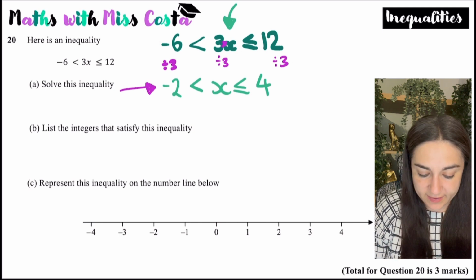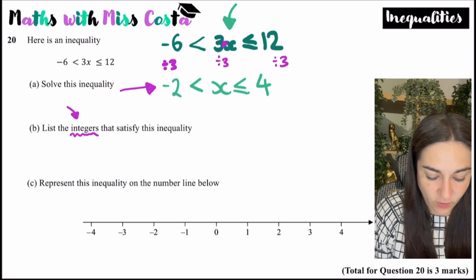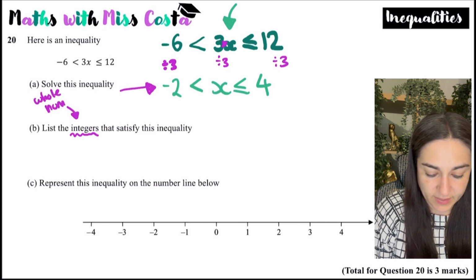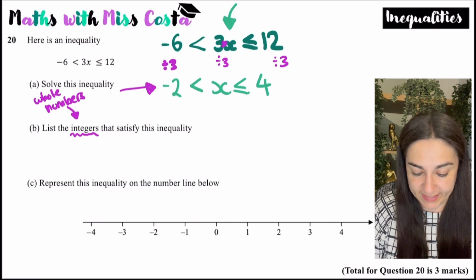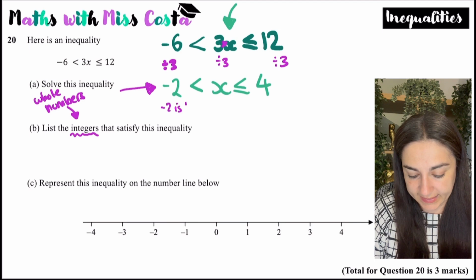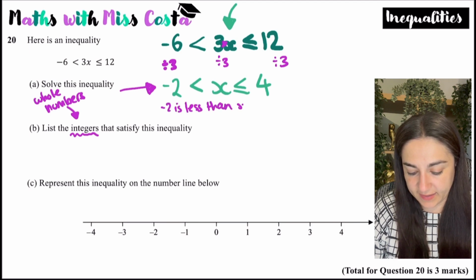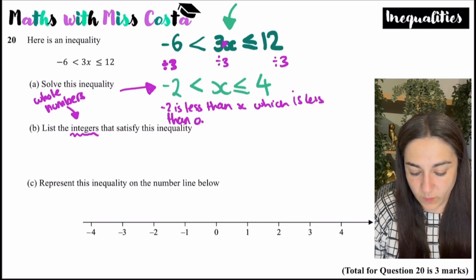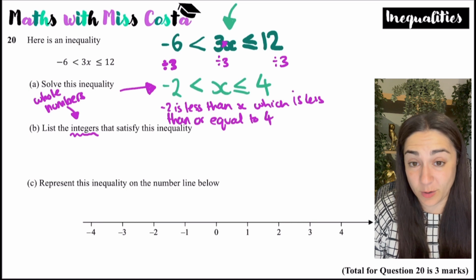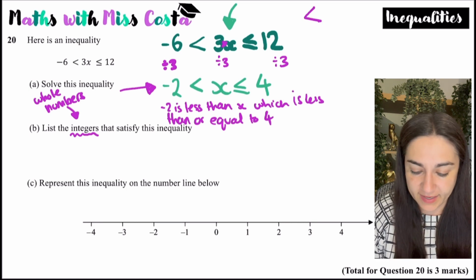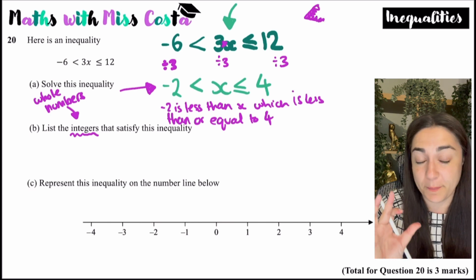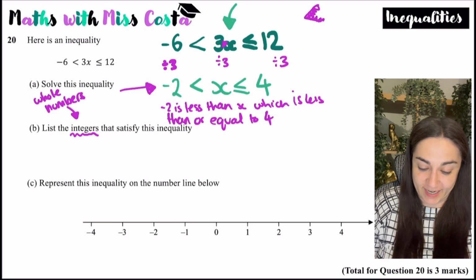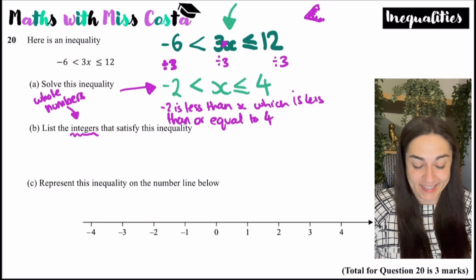Then I need to list all the integers. Remember that integer means a whole number, so no decimals. So list all the integers that satisfy this inequality. So what this means is -2 is less than x, which is less than or equal to 4. Sometimes it might help to actually write it out in words. So this sign, the little inequality, you can imagine it's a little crocodile, and the crocodile is always facing the biggest number because crocodiles are hungry and obviously will reach for the biggest thing.